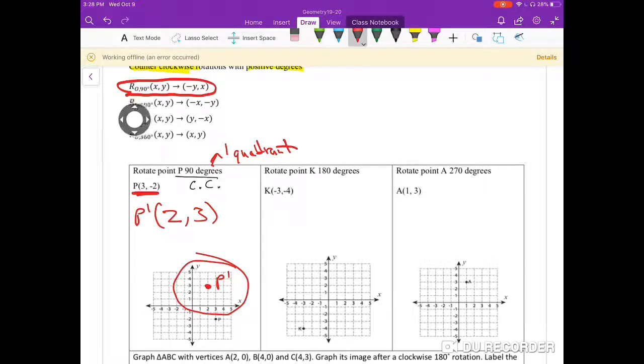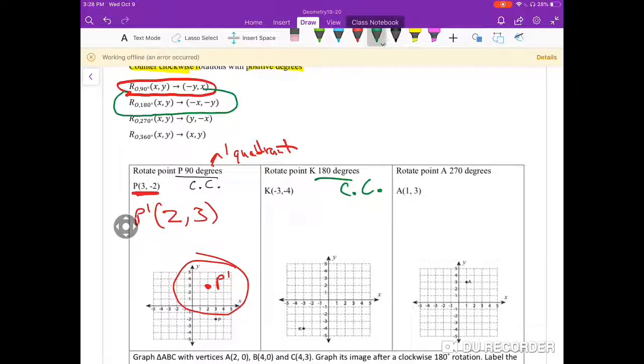I got that from this formula up here. Okay, so let's look at the second one here, rotate point K 180 degrees. So again, 180 degrees, it doesn't tell me which direction, so that tells me it's definitely counterclockwise, which tells me I can use this formula right here.